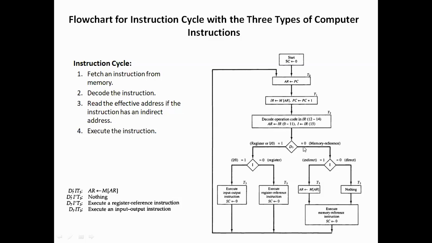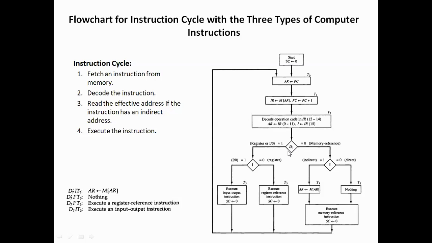And if D7 is 0, that is, it is off, then it is a memory reference instruction. So this is a simple way to recognize which category we are dealing with. D7 equal to 1 means that those 3 opcode bits are 111, right? Then if it is 0, it is a memory reference instruction.